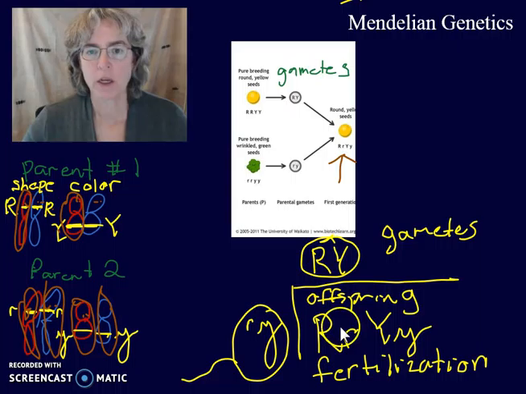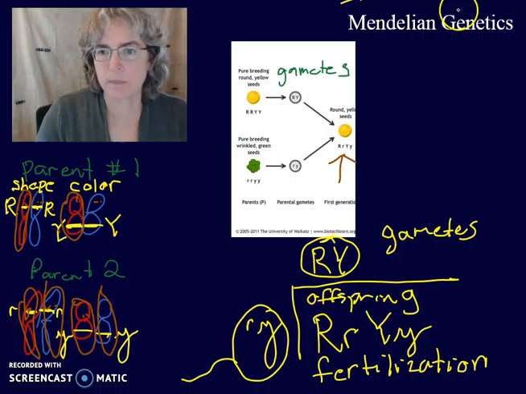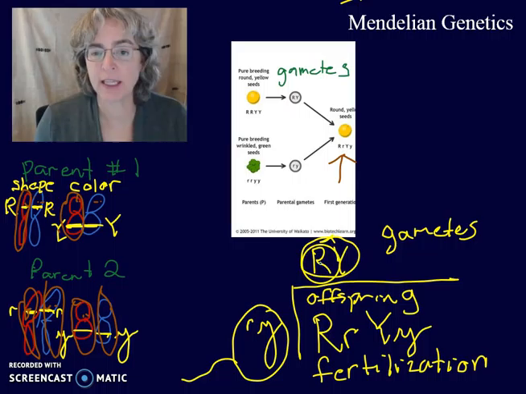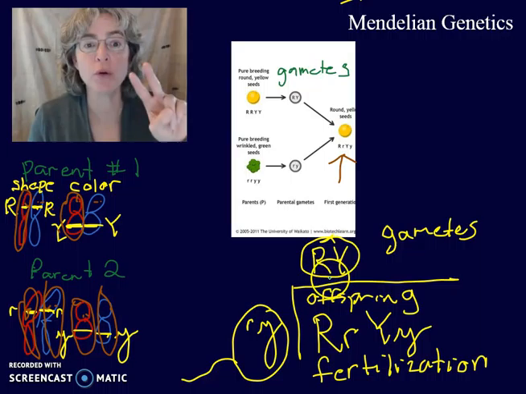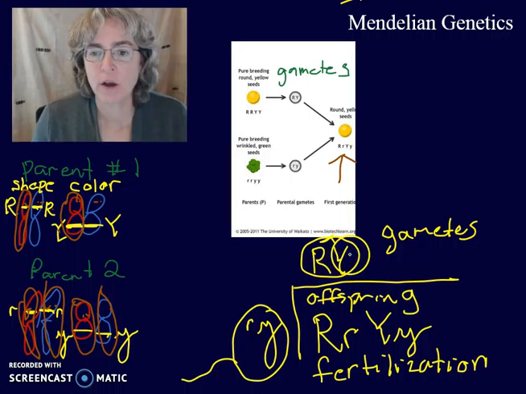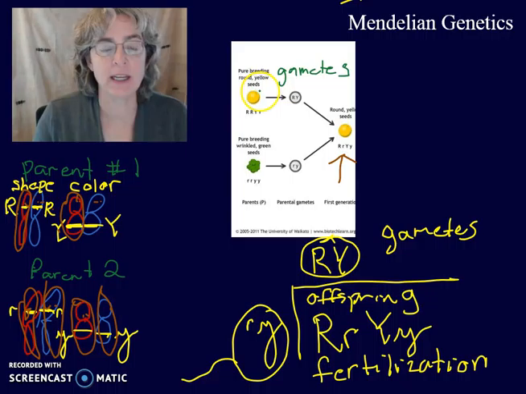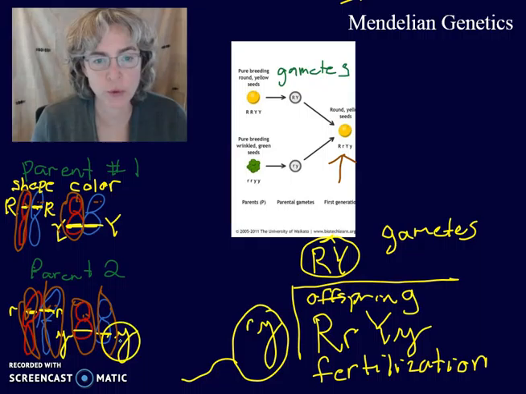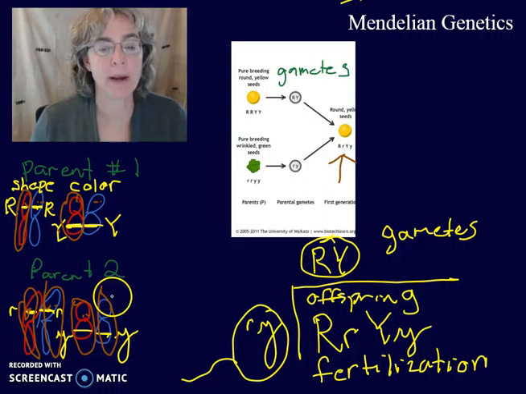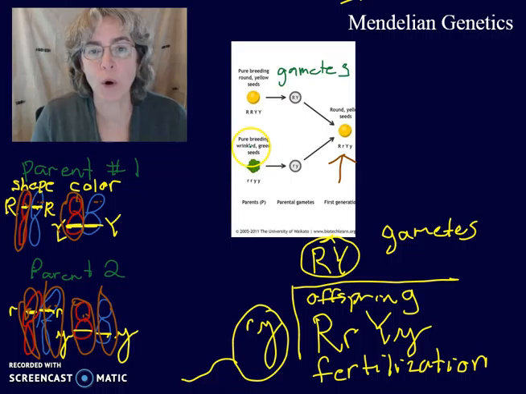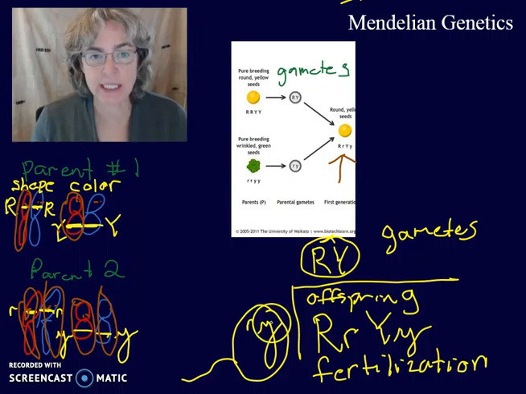So what we've got here, let's take a look at that. Parent one can produce gametes that have the allele for seed shape that is dominant, big R, and the allele, so two alleles because there's two characteristics, big Y for yellow seed color because that's dominant. And parent two can produce gametes that have the allele for wrinkled seeds, which is little r, and green seeds, which is little y.